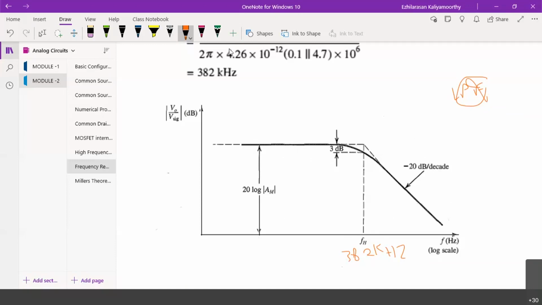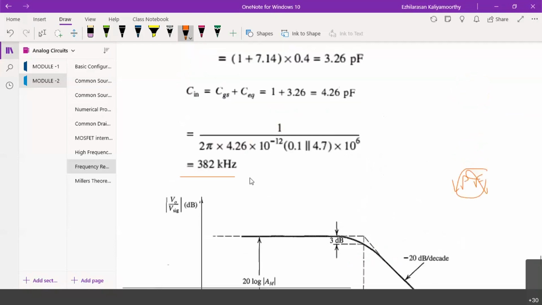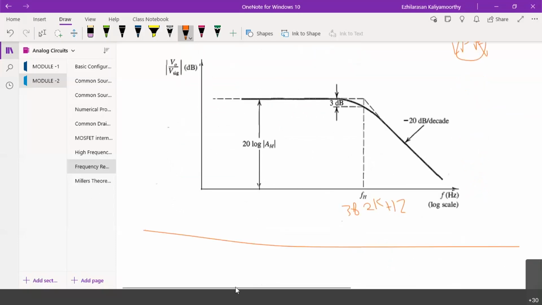Now this same kind of numerical they may also ask in the examinations, so you should be able to do that. So this is the numerical. I hope you understood this.